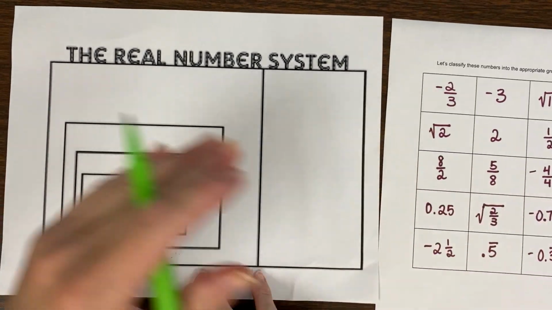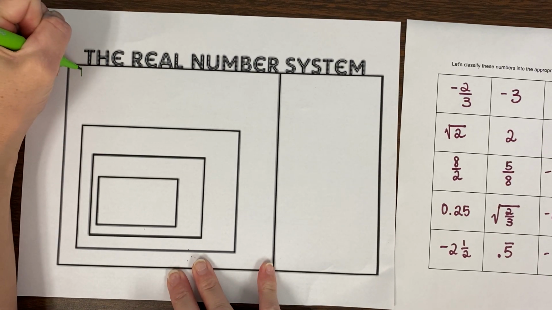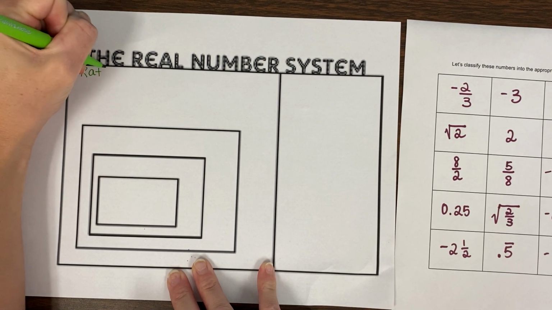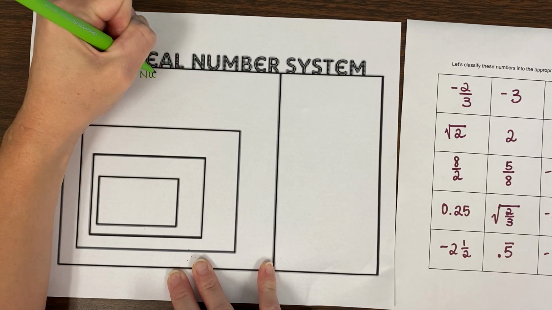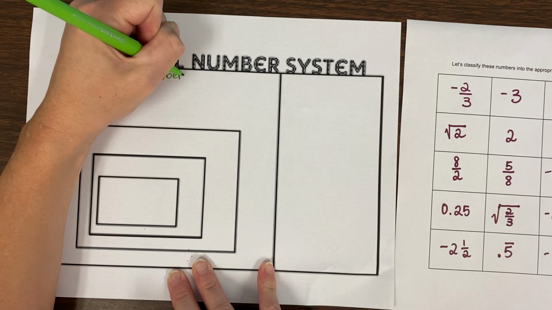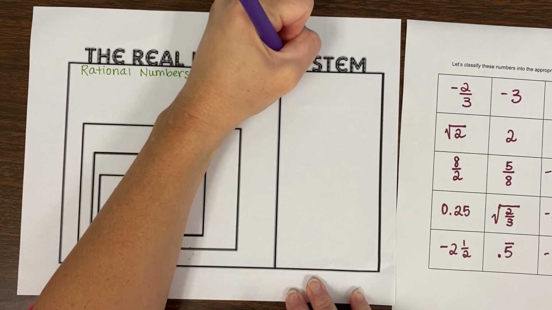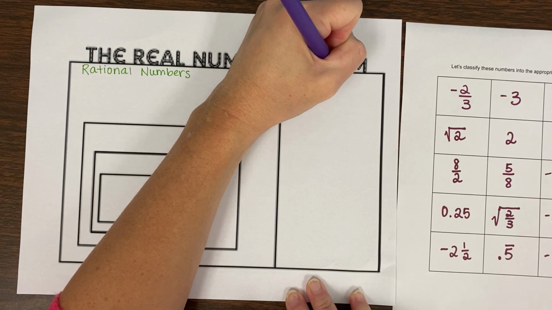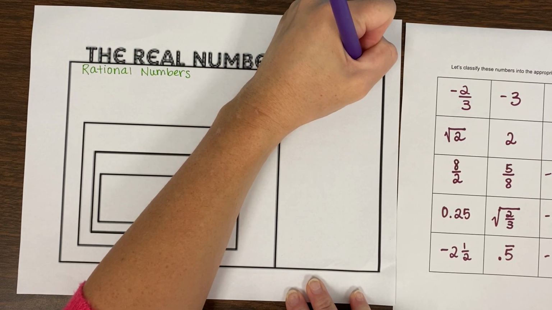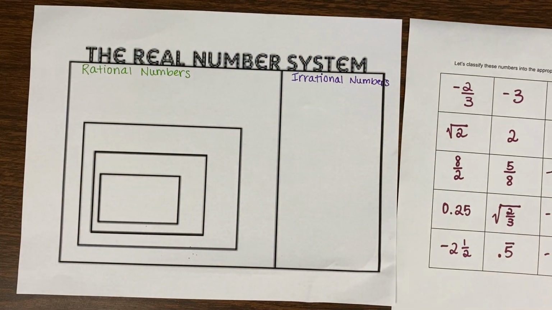Okay, the rational numbers is this section here. It is either a rational number or it is an irrational number. Basically, numbers, for the most part, are going to fall under those two categories for you.